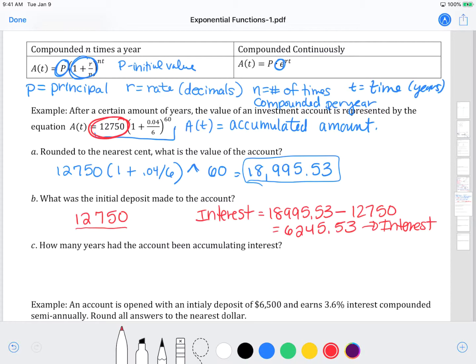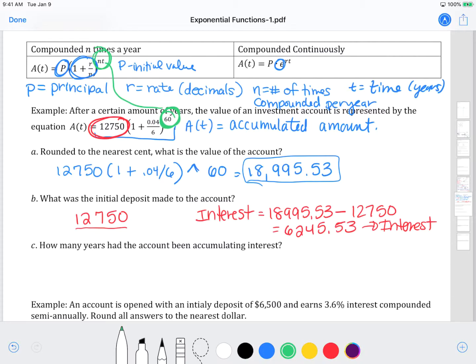Okay, how many years had the account been accumulating interest? So that we can tell by our exponent. If I look at the exponent of this formula, the exponent is 60. And if I look at the general form before you plug values in, it's n times t. That 60 represents n times t. So first we need to figure out what n is, because once we know what n is, then we'll be able to figure out what t is, because n times t has to give me 60. And t represents the number of years.